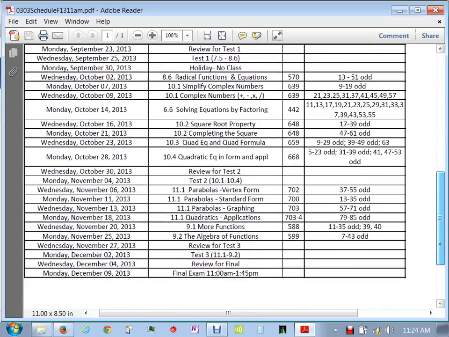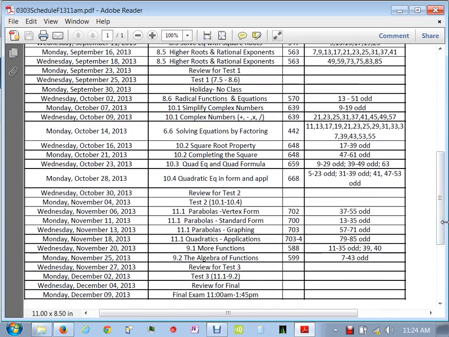Any other questions about calendar, syllabus, exams, anything else? Quizzes. Quizzes can come in the form of anything. I could walk in here and say, we're going to do an individual quiz. Here's the problem. Do it. Or I can say it's a group quiz. Or I can say it's a take-home quiz. Or I can give you a couple of problems at the end of class, and if no one finishes all of them, I'll say, hey, you know what? Just hand it in next time as a quiz.